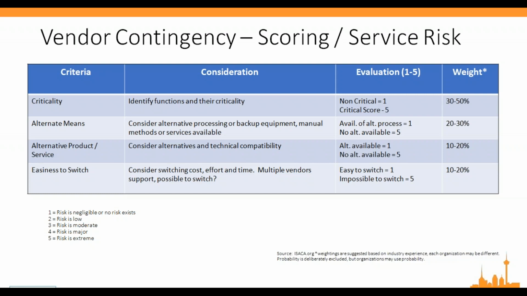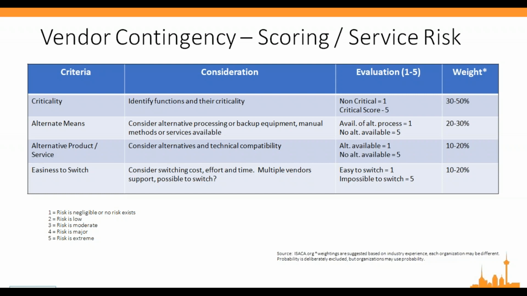Now, the aim of conducting an assessment is not at all to pass responsibility of failure to the vendor, but to adequately assess the risk and treat it within acceptable timeframes and limits. Or you do have the option to avoid the vendor altogether. What you'll see on this slide is the vendor contingency scoring for service risk. It's just an opportunity to assess the risk of your vendor contingency.